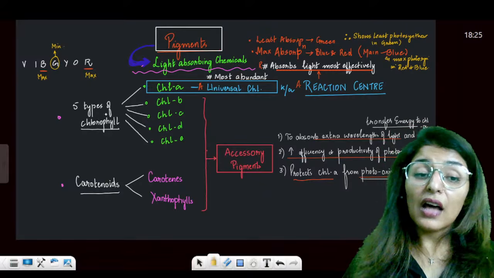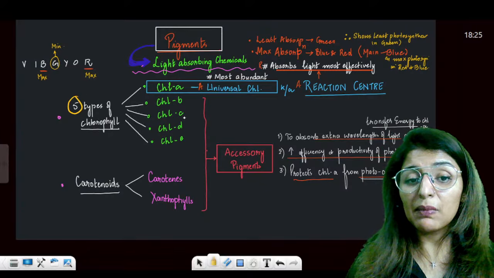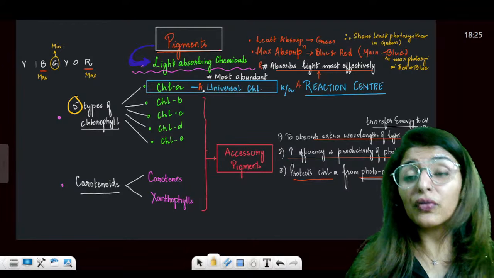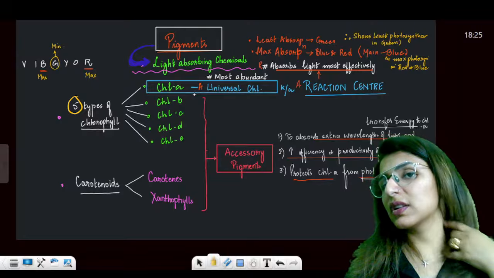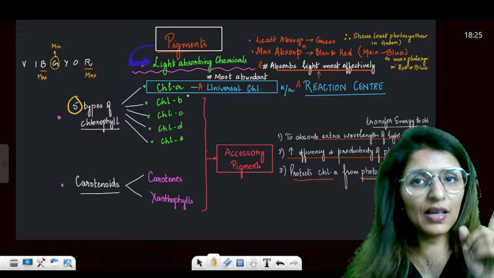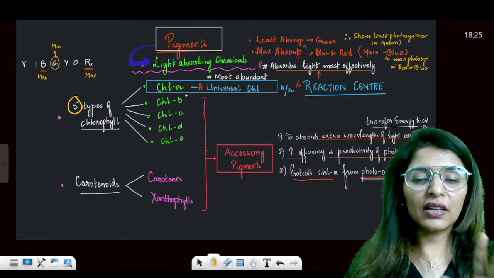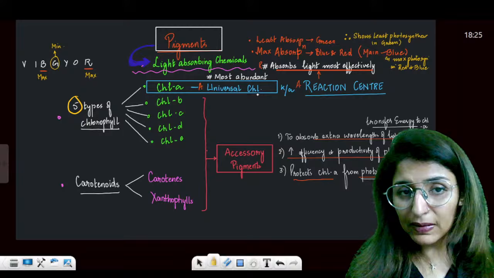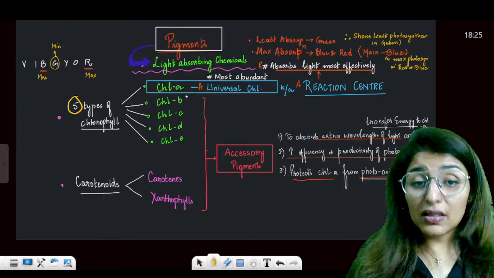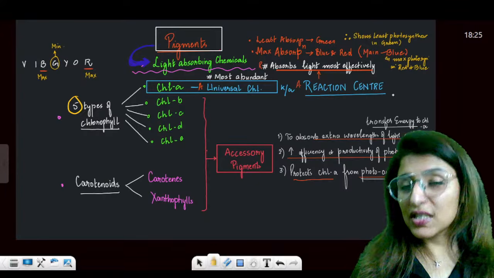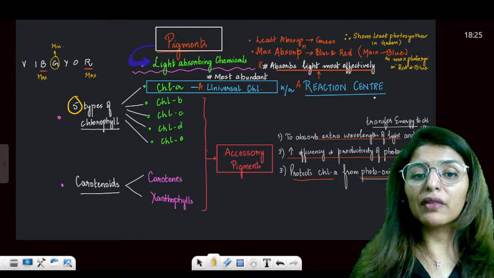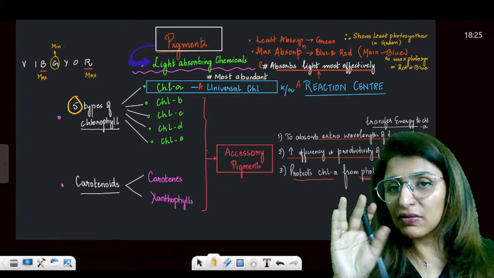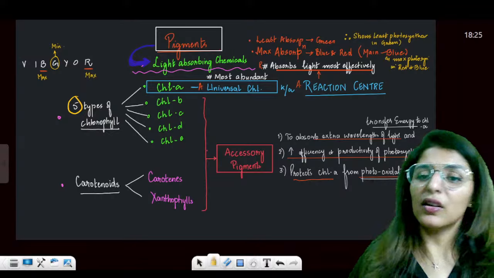So chlorophylls are further of 5 types. We have chlorophyll A, B, C, D, E. We don't have to go there. Just remember chlorophyll A. Chlorophyll A is found in all the photosynthetic organisms, be it cyanobacteria, be it euglenoids, and be it our green plants. Clear? So that is why it is called the universal chlorophyll. Is that clear? This chlorophyll A also forms the reaction center. It is called the reaction center because it absorbs light most effectively, and that is why it is most abundant also. Clear?